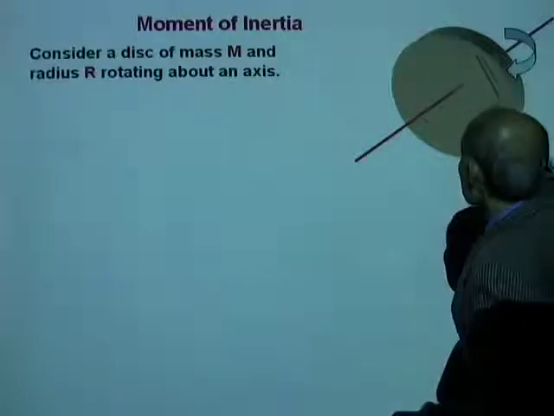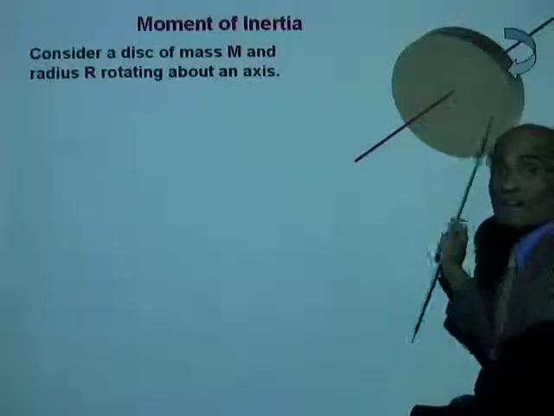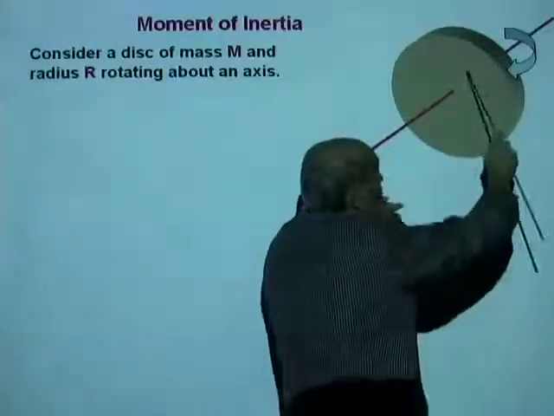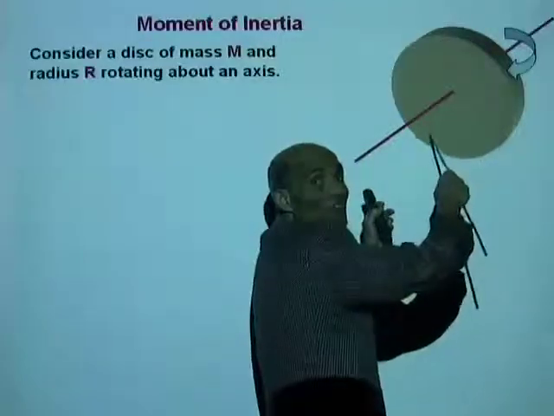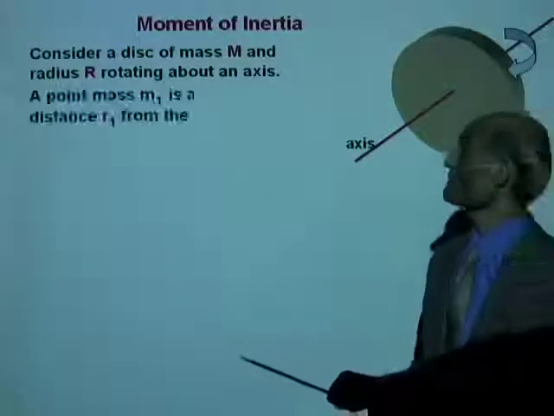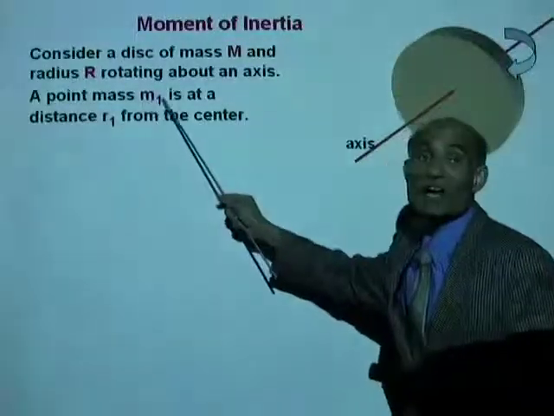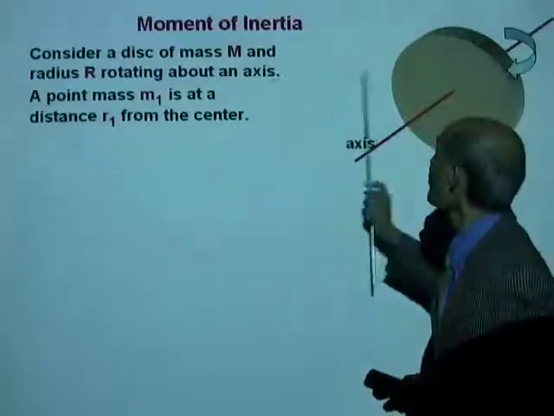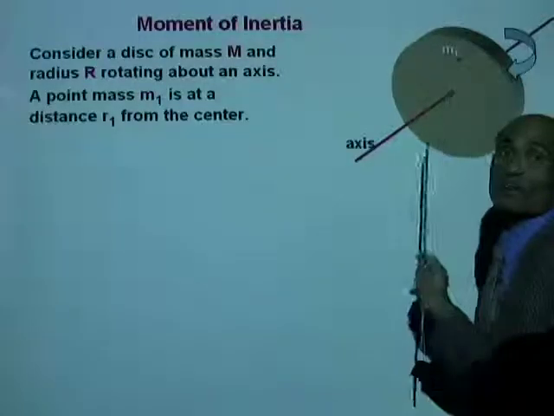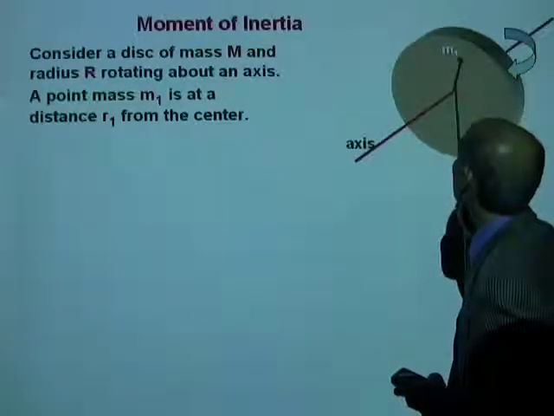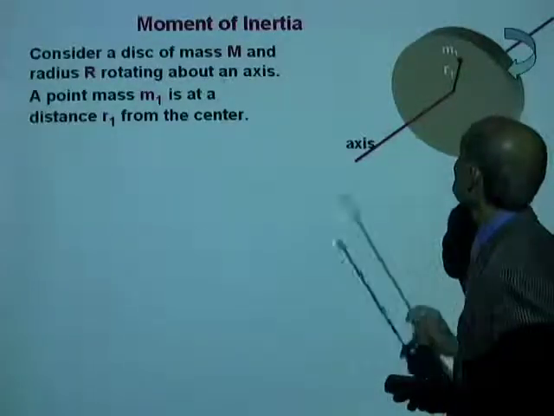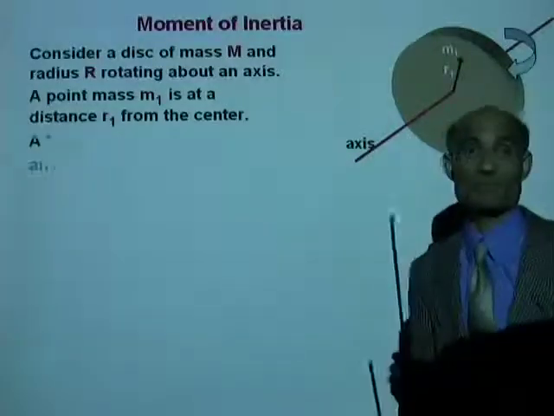Can I say the disc is rotating in the clockwise direction? I hope you understand that. The direction of rotation is the direction of motion of the hands of a clock. So the disc is rotating in the clockwise direction. A point mass m1 at a distance r1 from the center. Let's say this is a point mass of mass m1 and its distance is r1. We have a point mass m1 at a distance r1 from the axis.